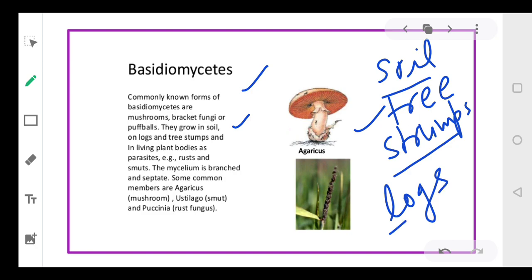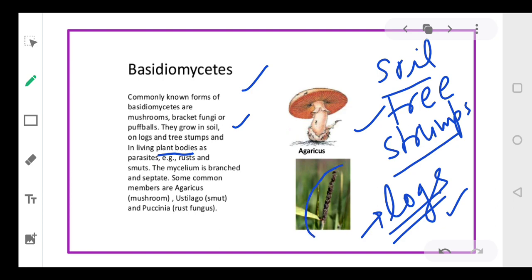Logs, the wooden structures, if they are lying cut here and there, like if the tree has been cut and a portion of the tree is lying around, then it will be growing on the logs also, right? And it is found in plant bodies also. It is also parasitic, like rust and smut.